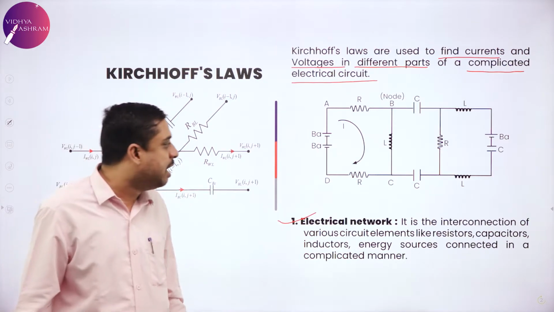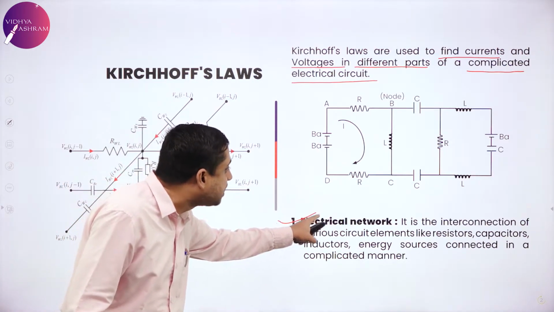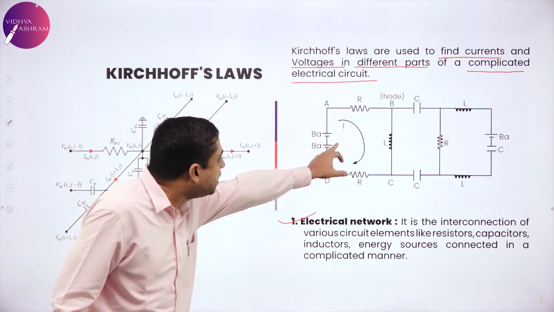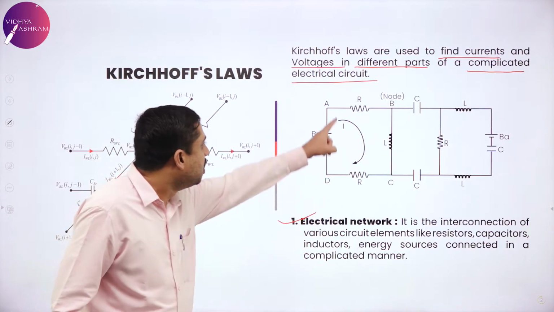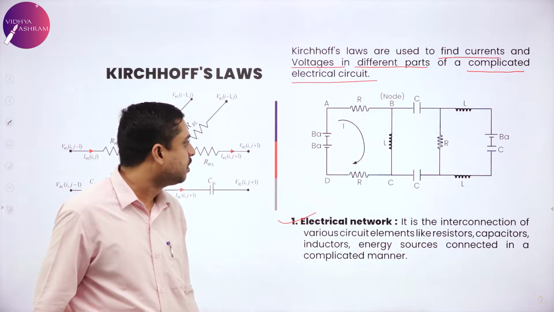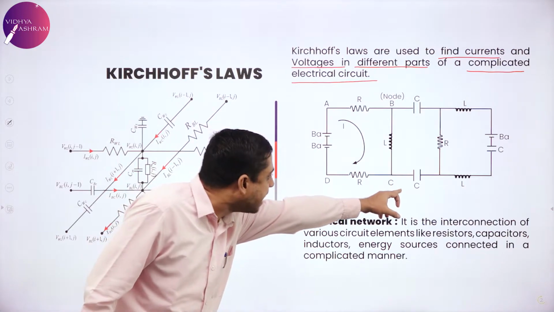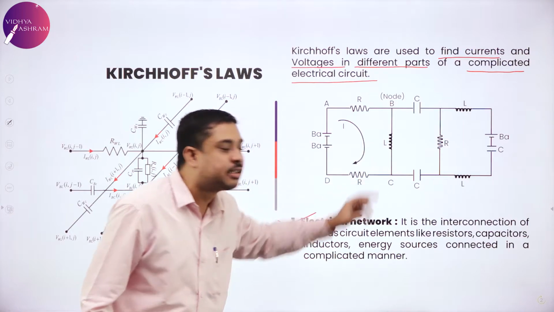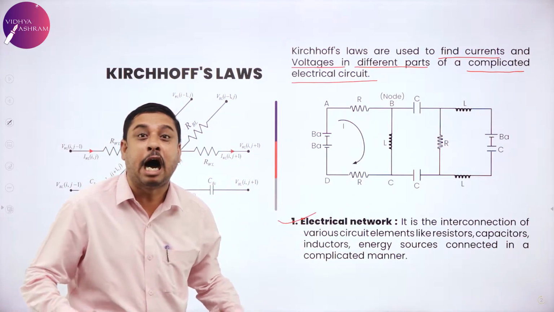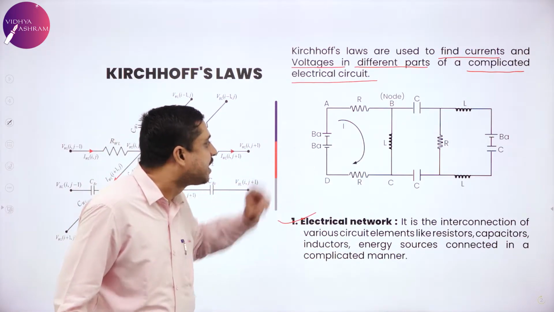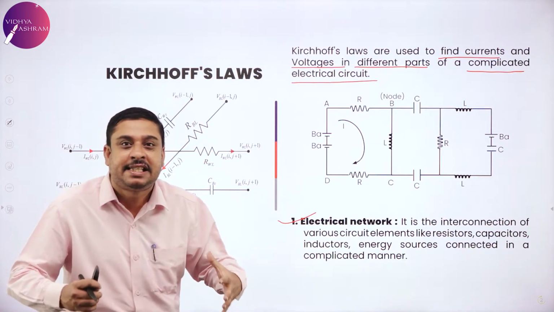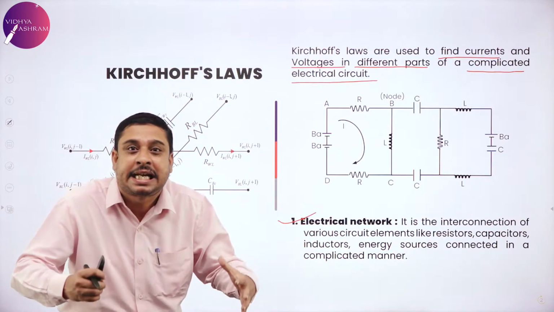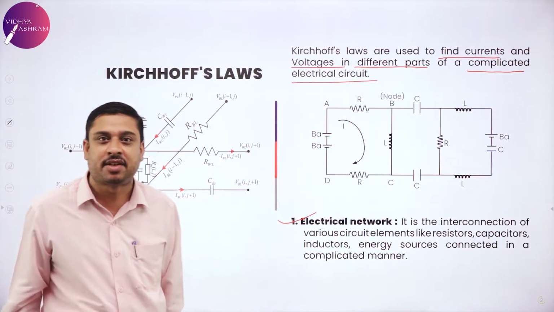Similarly, I am learning electrical network. If you observe this diagram, students, you have resistors, you have capacitors, this is an inductor, which is a coil, batteries. So this is a circuit which has more electrical components in it.